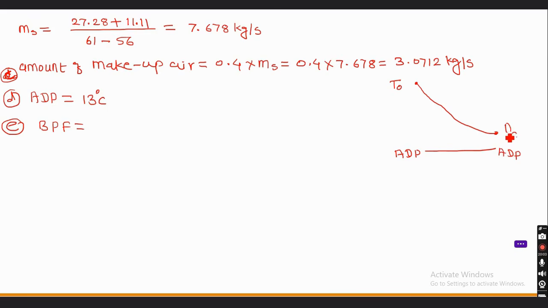Okay, so after this, the bypass factor of the coil can be calculated as BPF equal to this temperature difference divided by this temperature difference. So we can write this as T of OC minus ADP divided by TO, outside air temperature, minus ADP. By this we can find out the bypass factor, how much amount of air is bypassing the coil.